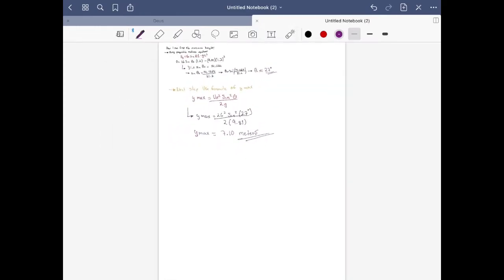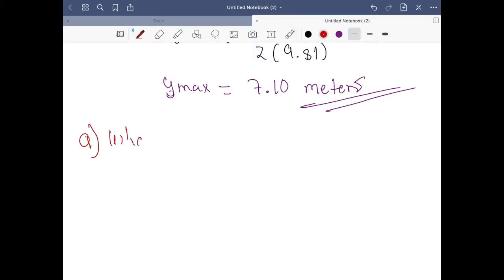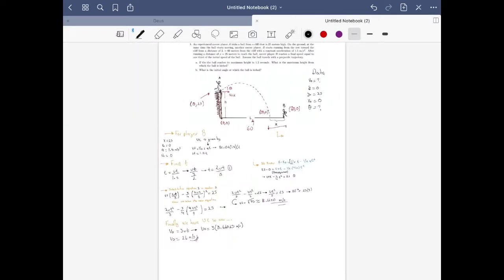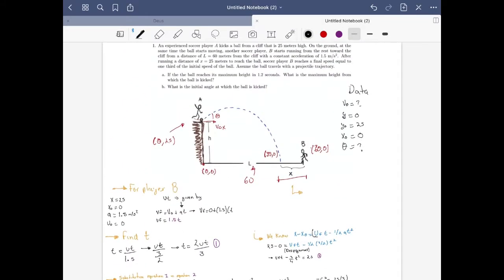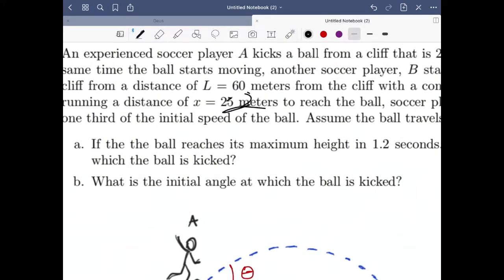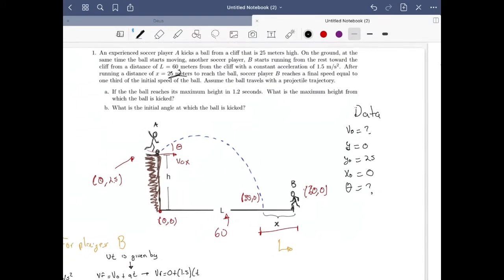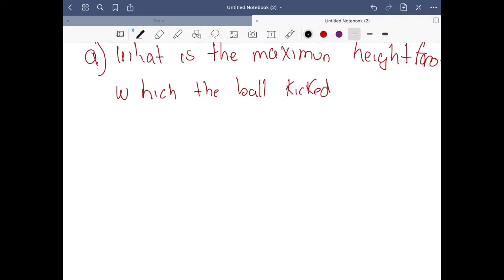Well, finally, I got all the variables that were missing for this problem, and let's answer the question for letter A, which asks what is the maximum height from which the ball is hit. We have previously the height of player A, and the problem gives us that it is 25 meters, and we have to add the new height that we found for y max, and at the end I got 32 meters.